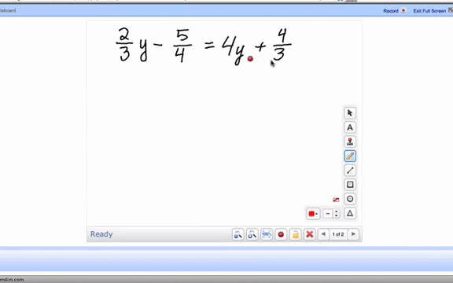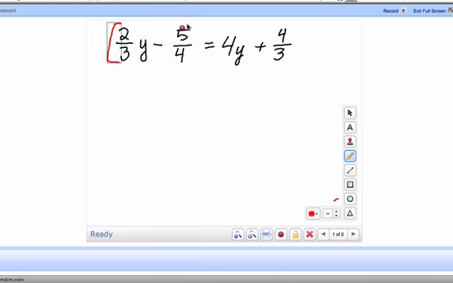When you're solving an equation that has fractions in it, you can go ahead and multiply both sides of the equation by the common denominator. This will allow you to get rid of the fractions and will keep you from making some of the common mistakes you guys are making on these.